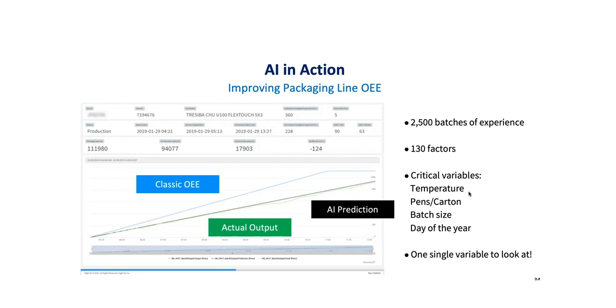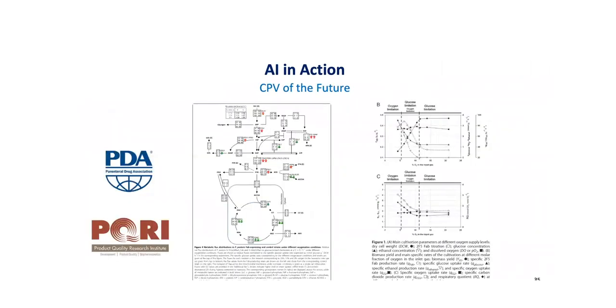Why? Because we included variables like temperature, humidity, pens per carton that they were creating, the size of the batch, and the day of the year. Could you see? Who can think that the day of the year could affect my production? This is crucial because the day of the year brings metadata like humidity, temperature, and this kind of characteristics. So could you see how important metadata is? This is a very good example to see how AI can work in action.